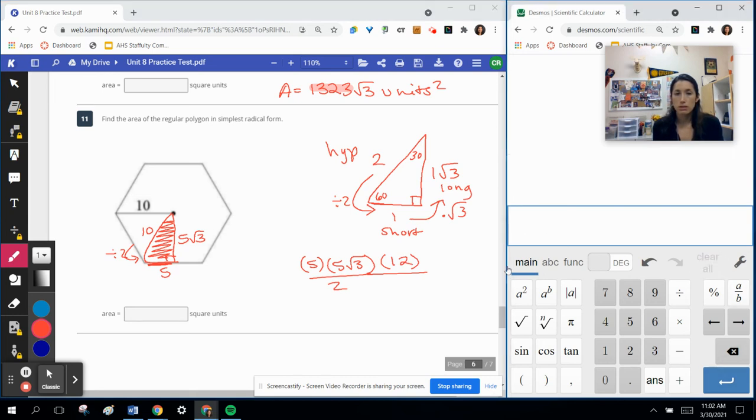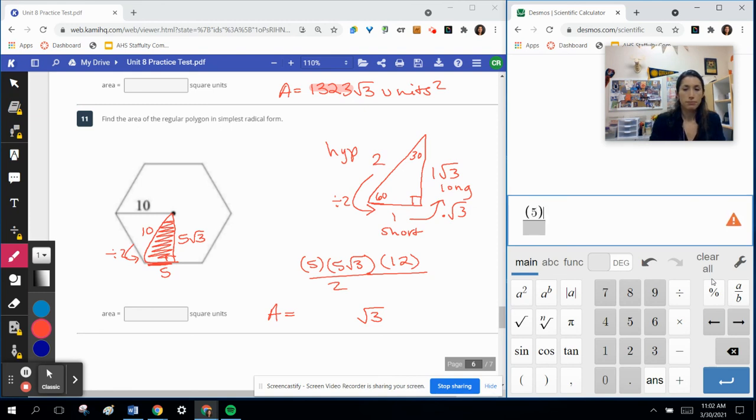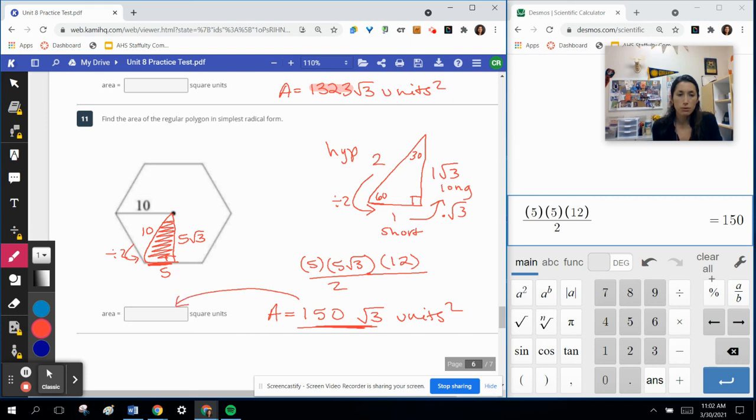So we can clear this. And so to find our answer in what we call radical form, we want the square root 3 in the answer at the end, so we're not multiplying that out. So the only numbers we do multiply out are the 5, 5, 12, and the 2. So we'll get 150 square root 3, and this will be units squared. And so your answer that you're putting in here would just be the 150 root 3 square units, same thing.